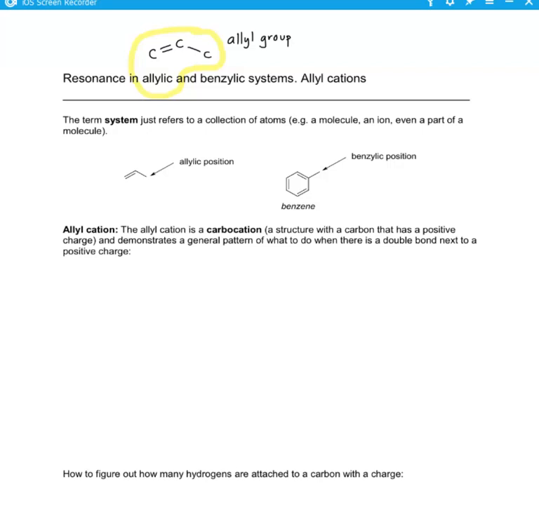Now, as you can imagine, that's probably going to be part of a more complicated structure. So this is going to be a little piece within a more elaborate structure. The carbon that's not involved in the double bond, so the one that's attached to one of the double bond carbons, is called the allylic carbon or the allylic position. So this is an allylic carbon, and attached to it are allylic hydrogens.